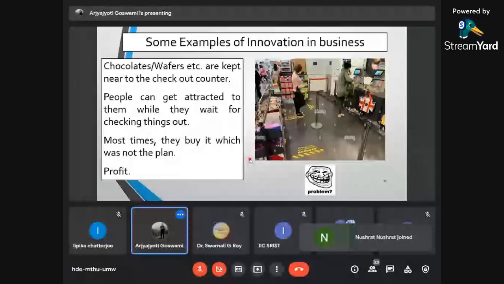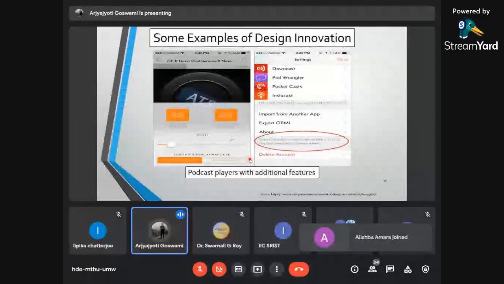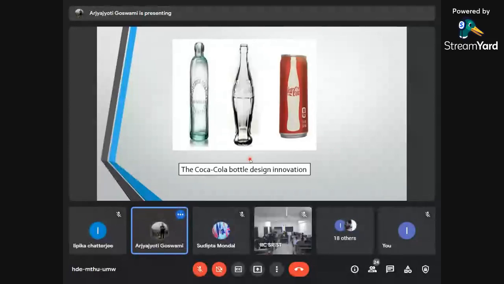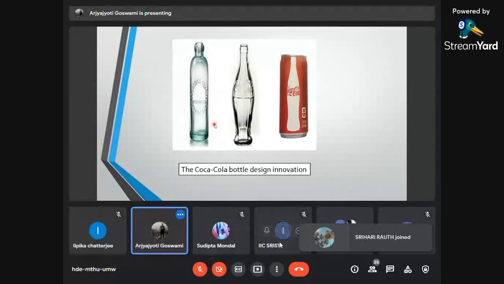Design example: in some podcasts, we can increase the speed of the playback. You can do it in YouTube also. This is the design innovation for the Coca-Cola bottle, that we are coming up with different designs of the Coca-Cola bottle with time. This design was prevalent in the 1920s, 30s maybe, but this aluminum can design is mostly new.